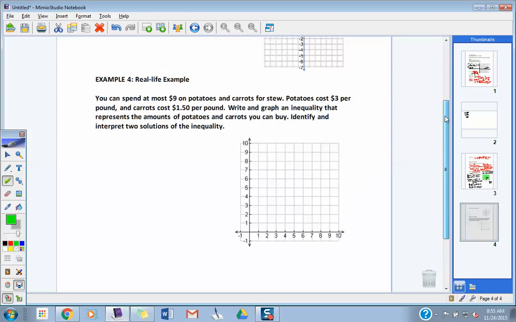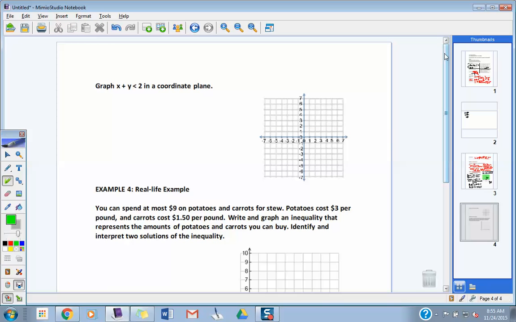I think it's important again to start these out by asking yourself what form you're in. What form am I in? Check this one out right here. 1x plus 1y less than 2. Which form are we in? Standard form.